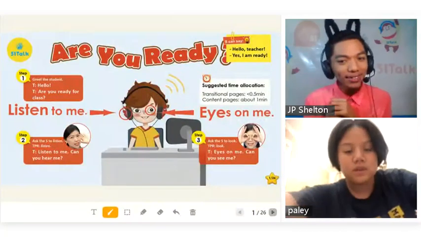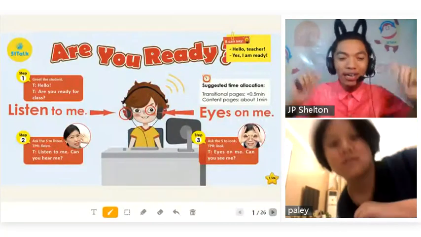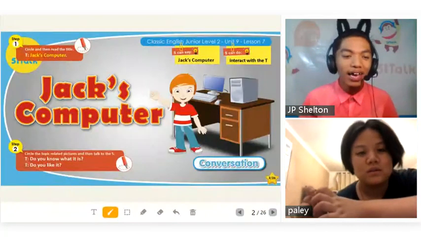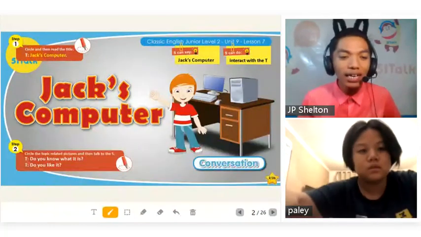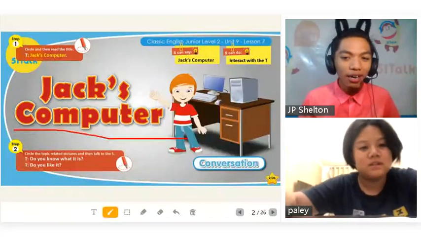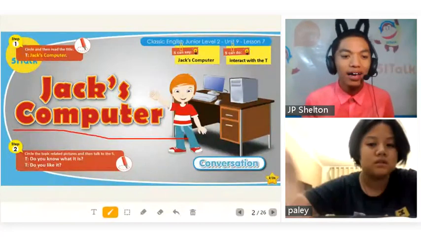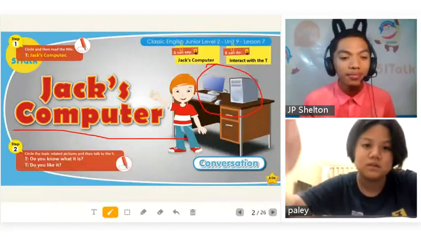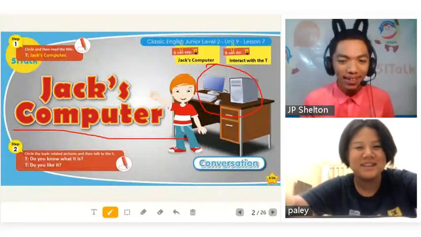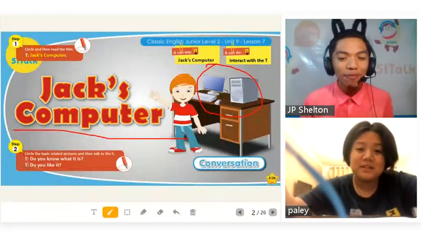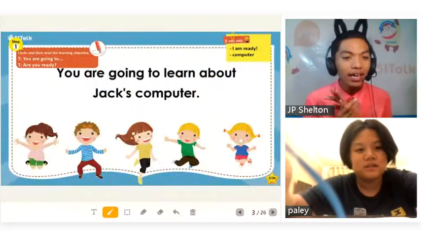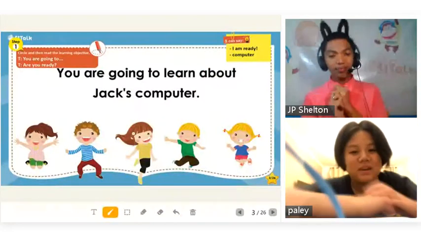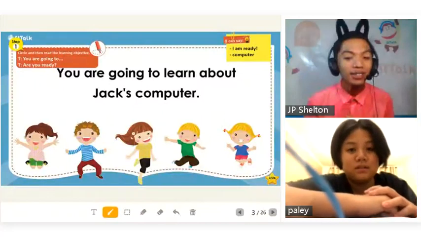Now are you ready for our class? Yes, I'm ready. Please listen to me and eyes on me. Let's go to the next page. Our lesson for today is about Jack's computer. Please read, Jack's computer. Very good. Do you know what it is? It's a computer. Do you like it? Yes, I like it. In this lesson, you are going to learn about Jack's computer. Are you ready? Yes, I'm ready.